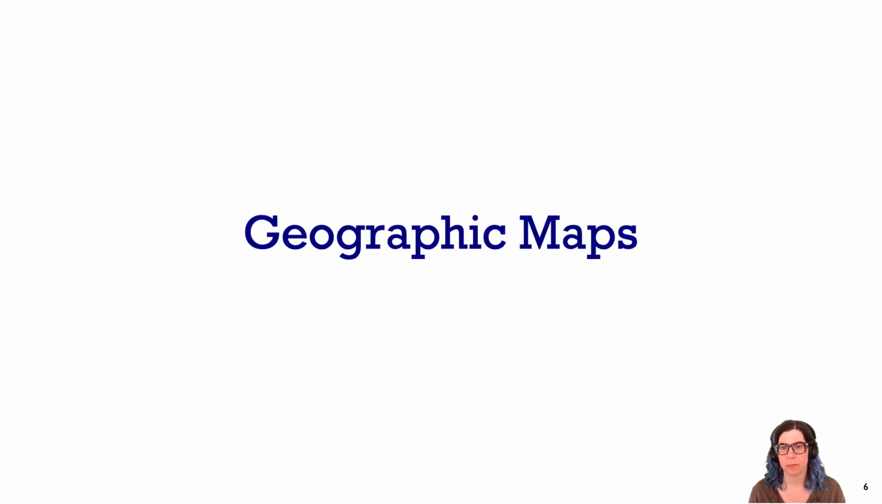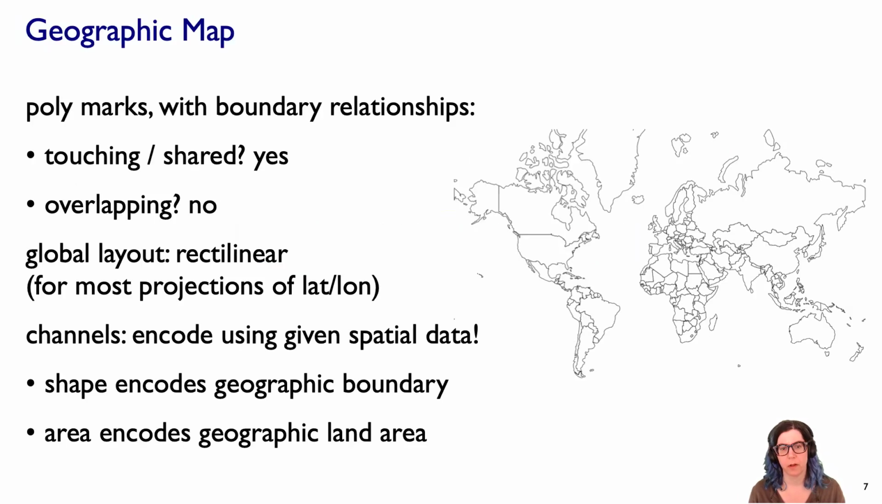So, geographic maps. How do we want to think about these? Well, using the language of marks and channels that we've been learning in this class, what we have with a standard geographic map are polymarks, where there are relationships between the boundaries of these polys, of these two-dimensional area type segments, where they are touching. So we do have shared boundaries, but they are not overlapping. They're specifically touching rather than overlapping.